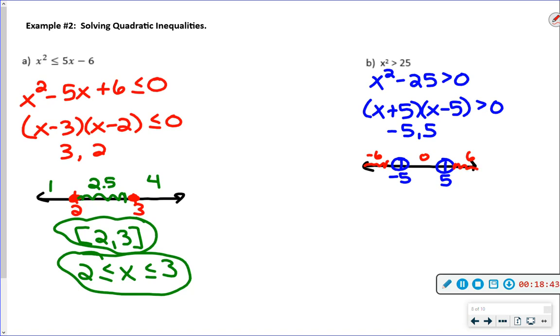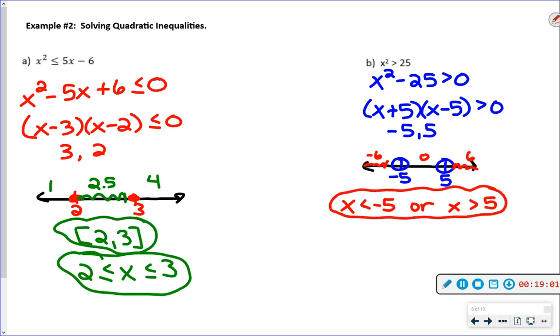Now, to write your OR graph, 2 inequalities or 2 intervals. I'm going to do inequality style first. We're less than -5, or x is greater than 5. If you like the interval notation, remember this keeps going, smallest is -infinity up to -5.